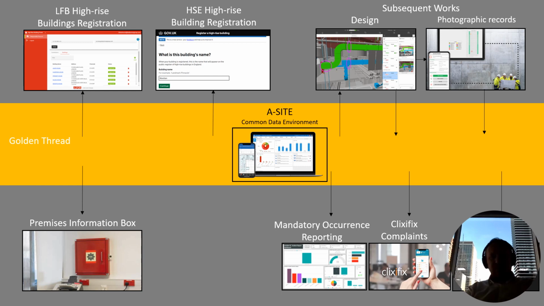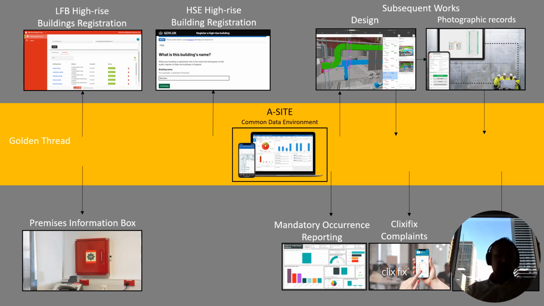And from the 6th of April 2023, it was a legal requirement to register all high-rise buildings by the 1st of October. So this information, including the key building information, gets pulled from the golden thread and provided into this format as well. The premises information box, again, all of this information is hosted in the golden thread, so we can create a digital record of what's in the premises information box, and we can review that at least annually or when anything changes and any subsequent work.